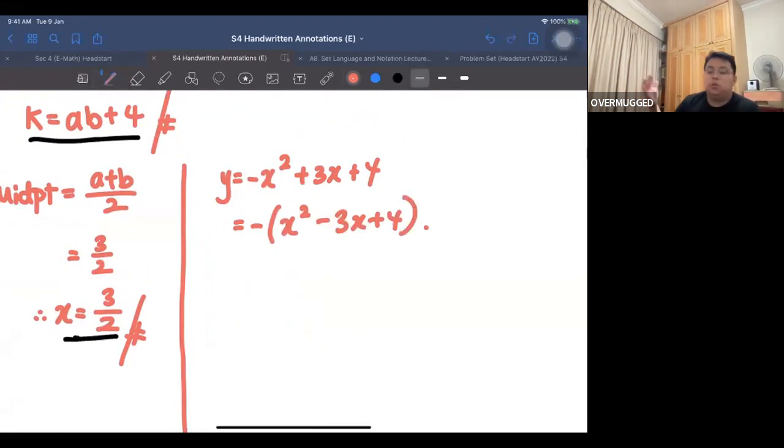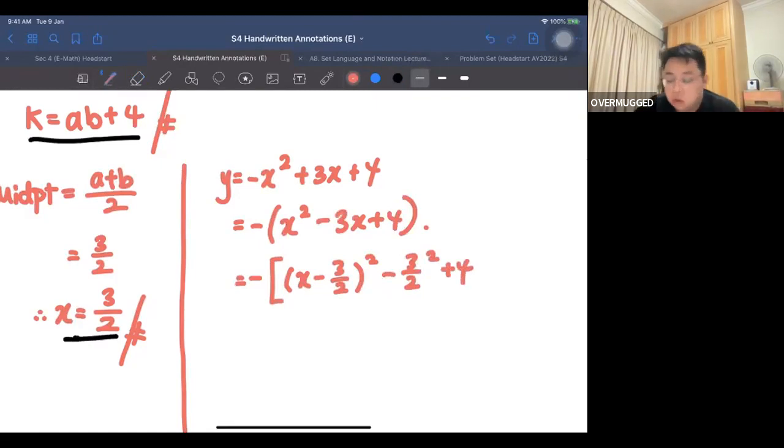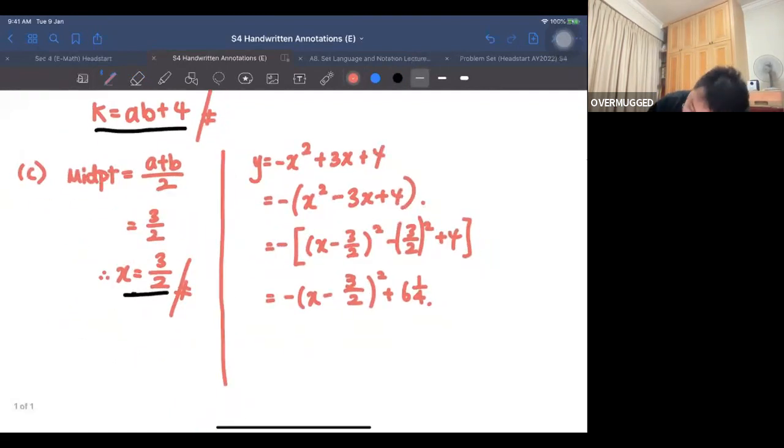Then the completing the square just starts as per normal, without the minus sign there. So I'll just show it out. x minus 3 over 2, whole thing squared, minus 3 over 2 squared, plus 4, which is the same thing. You will get negative x minus 3 over 2 squared plus 6 1 over 4. So what is the final answer? You read off from here. Therefore, x.